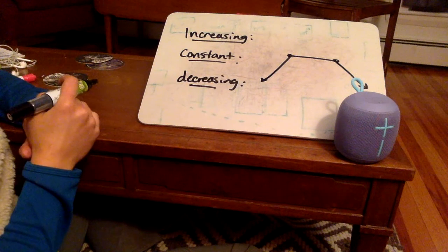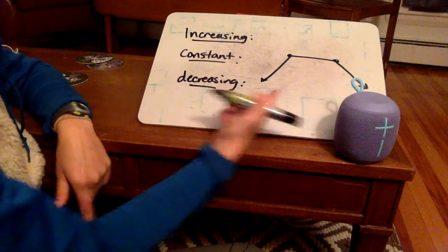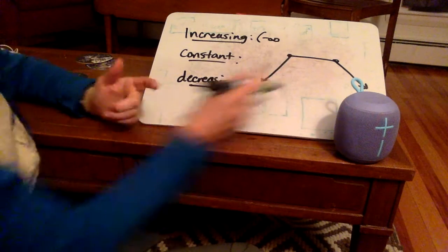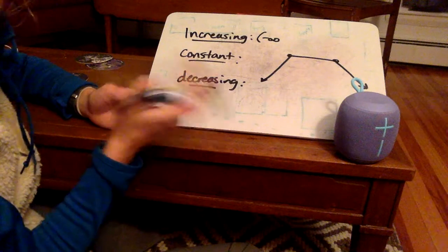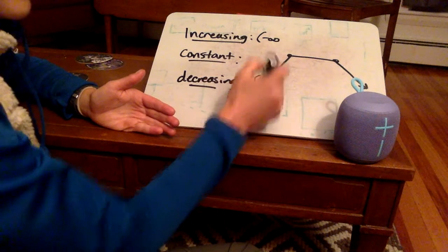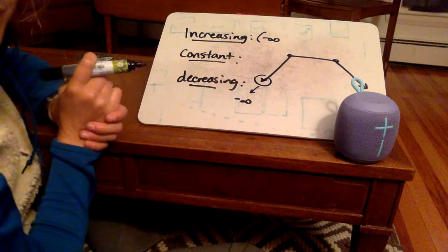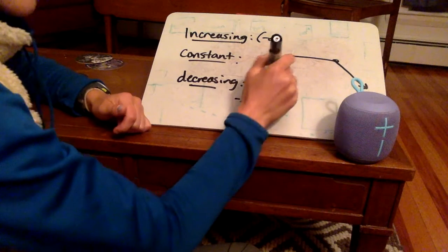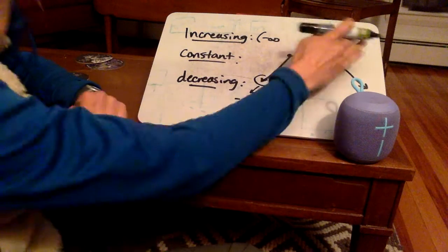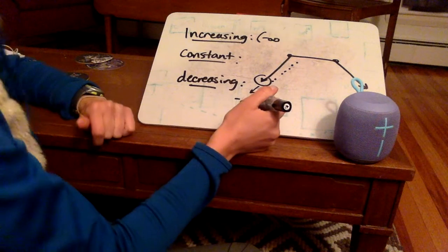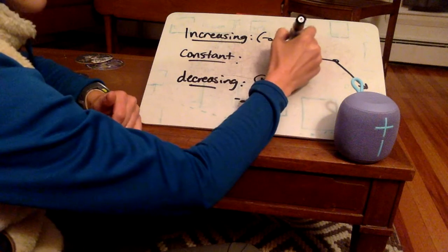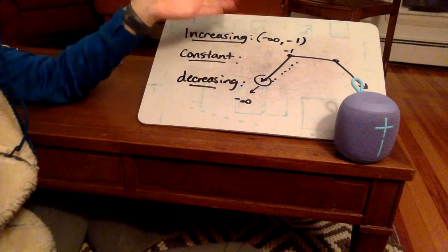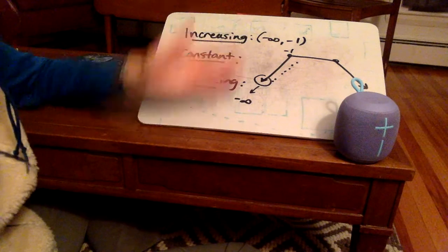From what I can see, it is increasing from negative infinity, because I don't exactly know the point where it starts, but I can guess, because there's an arrow here, that this is heading toward negative infinity in the x direction. So the graph is going up, reading it left to right, from negative infinity to about negative 1. And that would be how I'd write that: it's increasing on the interval from negative infinity to negative 1.